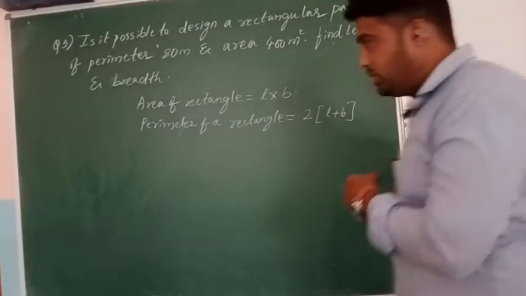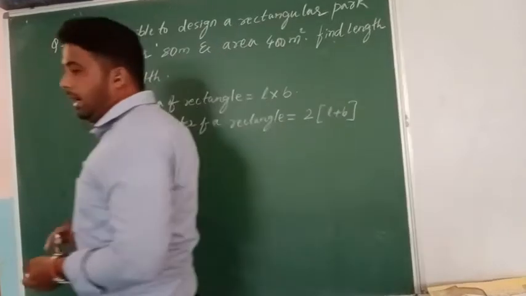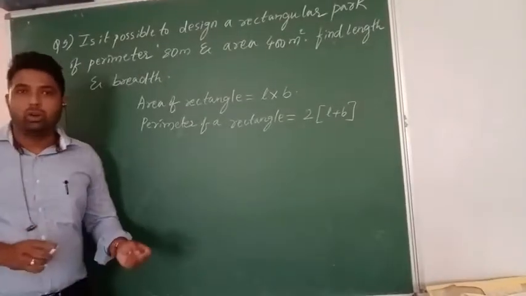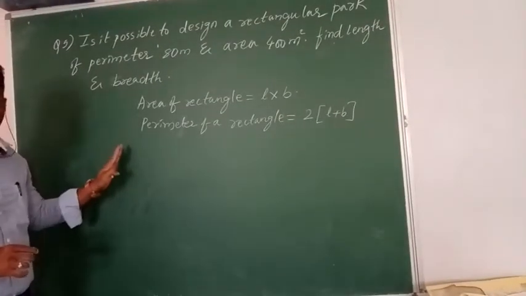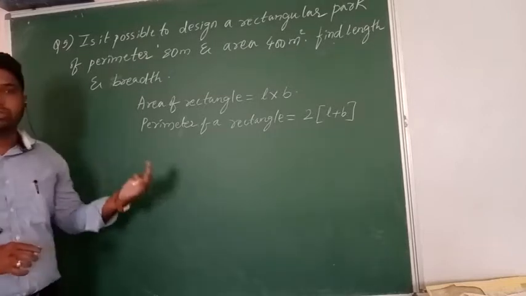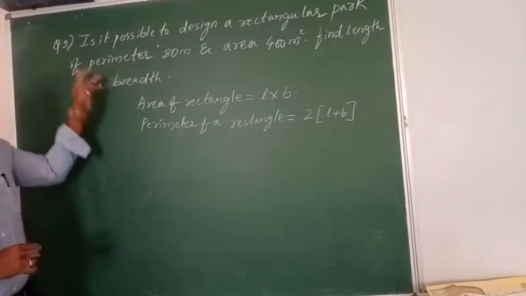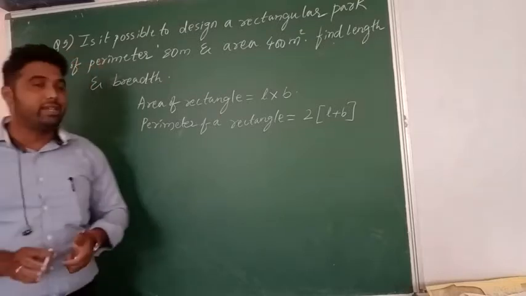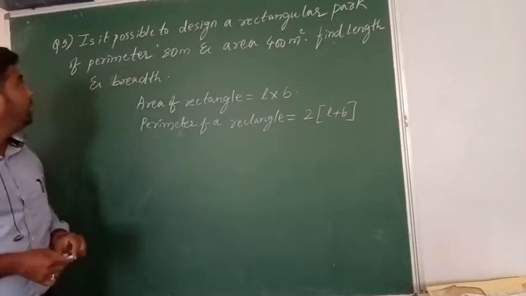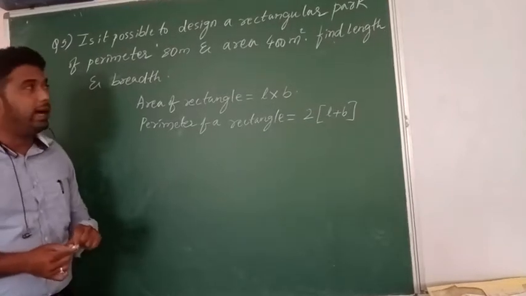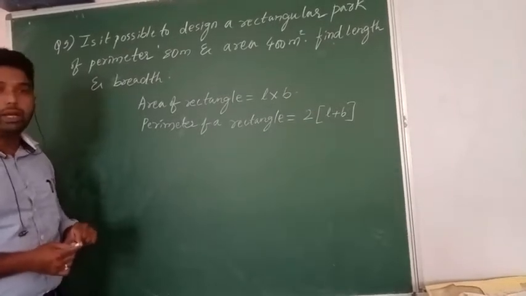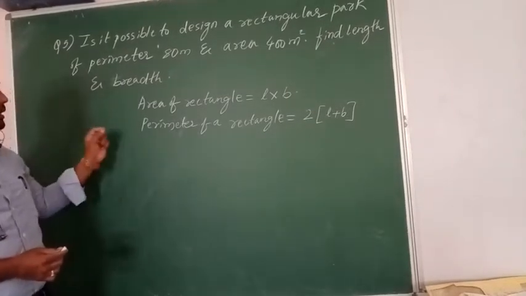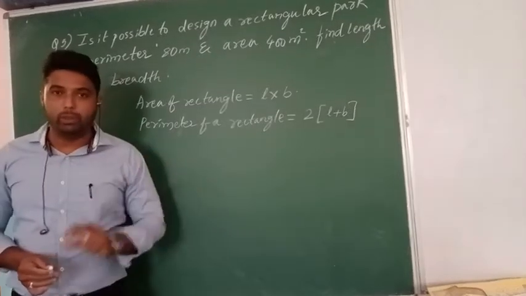Today we shall discuss question number 5, and this is going to be the last question of your chapter, Quadratic Equations. After this, we will discuss another chapter. Observe the fifth question. Is it possible to design a rectangular path of perimeter 80 meter and area 400 meter square? Then find the length and breadth if it is possible.